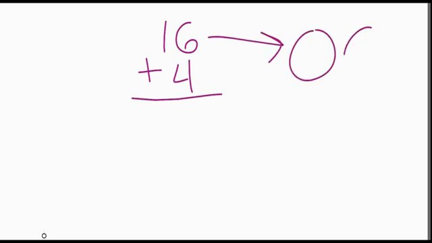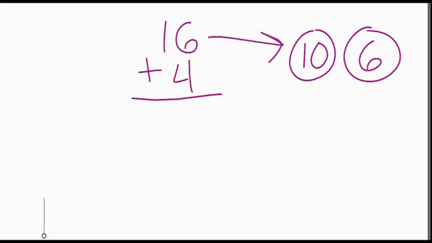I could say 16 is actually 10 and 6, because you see the 1 in the tens place and the 6 in the ones place. So 16 is really 10 plus 6. But what you can do here is look at the problem as it is.